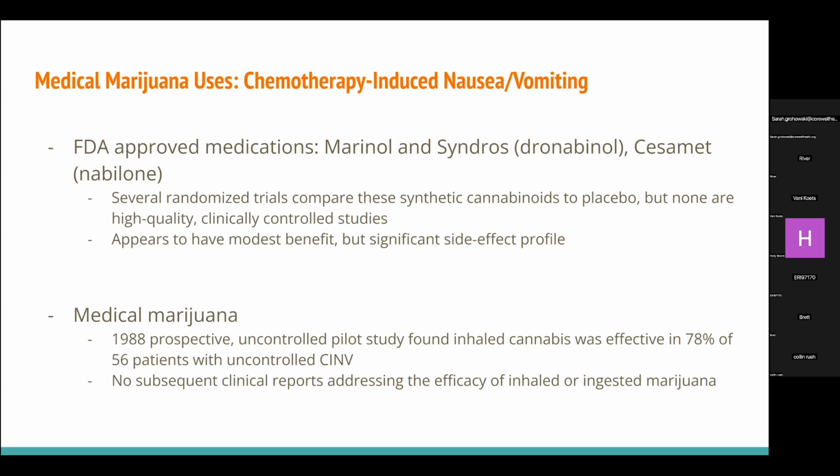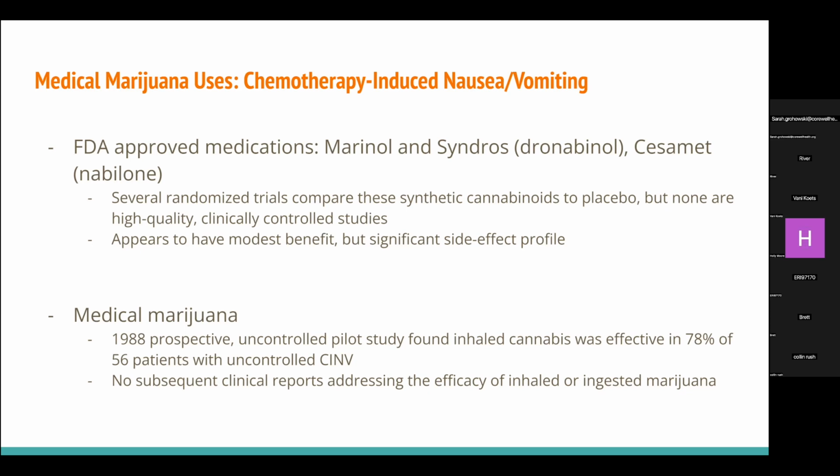They have had several randomized trials comparing these synthetic cannabinoids to placebo, but again none are high quality or clinically controlled studies. The studies that are available appear to show some modest benefit, but again, a really significant side effect profile. There has been less information on medical marijuana use for managing chemotherapy-induced nausea and vomiting.